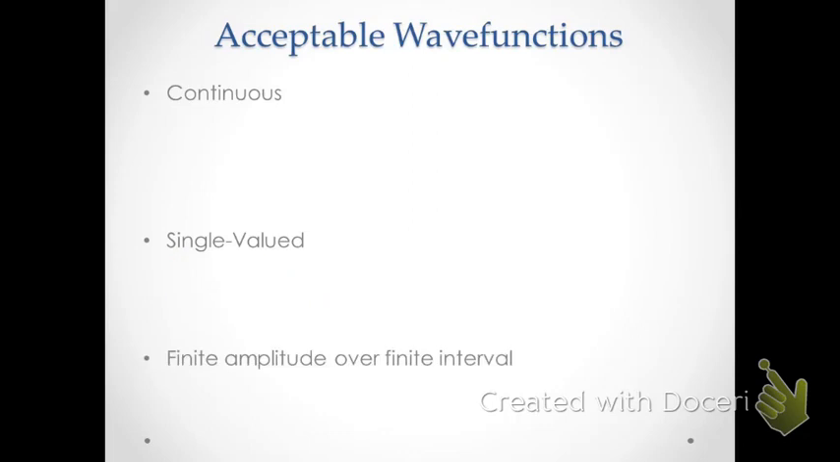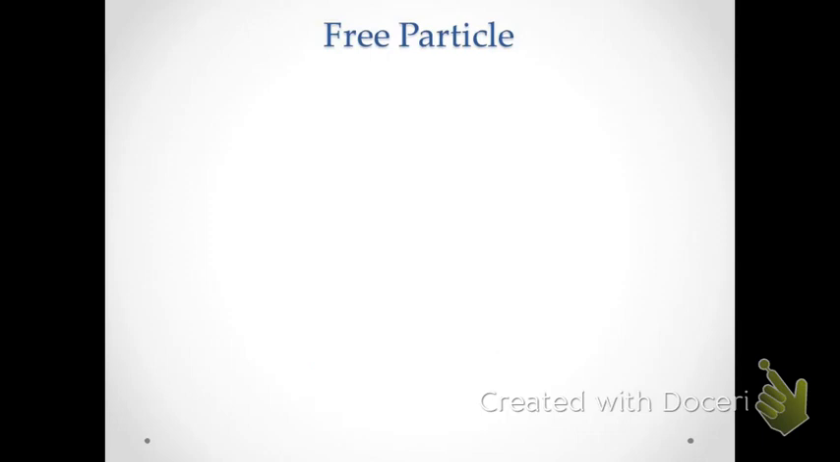All right. The last condition we're going to talk about here is that it must have a finite amplitude over a finite interval, meaning it can't go to infinity over a finite interval. And again, this should make sense because if it goes to infinity over a finite interval of space, that means that the probability density and integration over a finite region of space would be infinity, and we cannot have a probability that's infinite because the overall probability for all space must be equal to 1. So we can't have that infinity over a finite region of space.